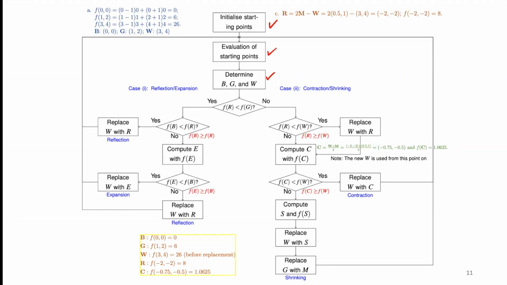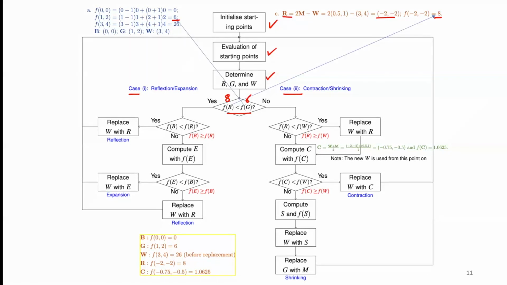At the moment, we are at this box, where we determine whether we are going to do refraction or expansion, or case 2, contraction or shrinking. Now we are going to check this value. Based on this formula, we find that this is the refraction point. The cost of the refraction point is 8. Now we are going to compare. This is 8, and the good point right here is 6.